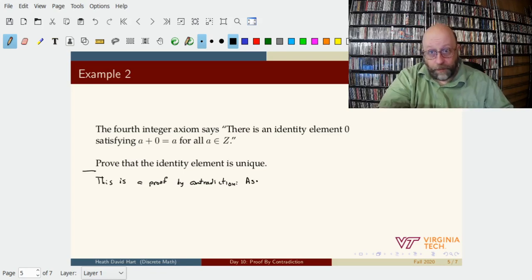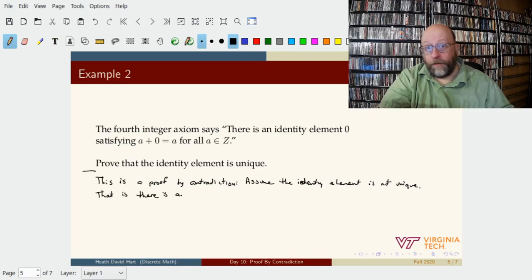Assume the identity element is not unique. Okay, so now we're going to apply some definitions, and here's the definition. That is, there is an integer, an element 0, such that a plus 0 equals a for all a in the integers.